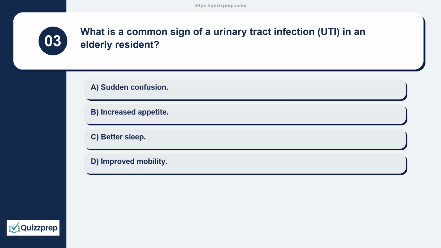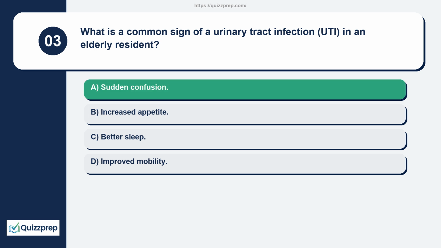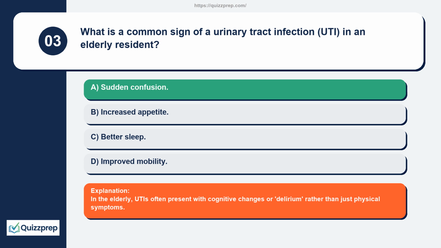Question 3. What is a common sign of a urinary tract infection, UTI, in an elderly resident? Sudden confusion, increased appetite, better sleep, improved mobility. In the elderly, UTI often presents with cognitive changes or delirium rather than just physical symptoms.